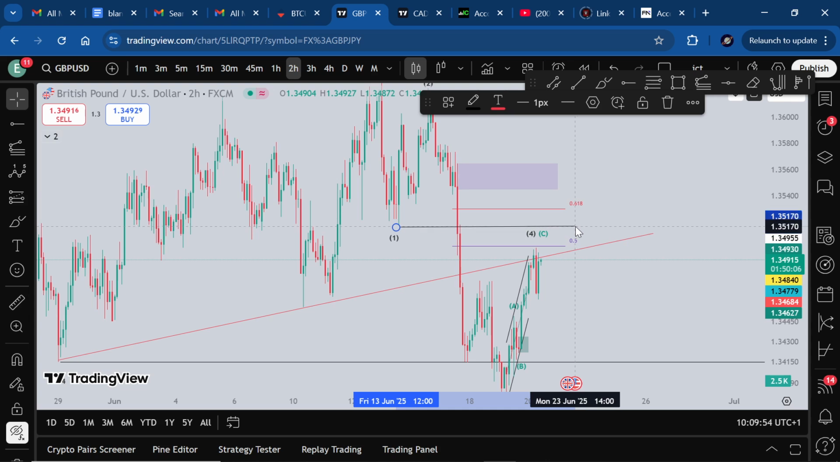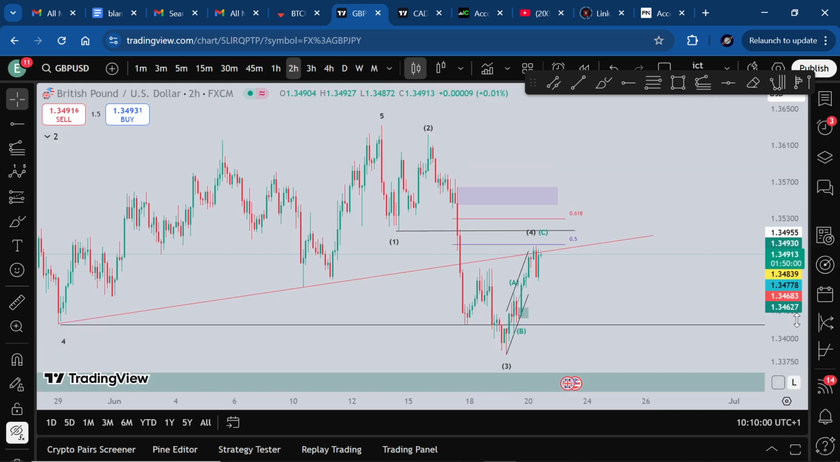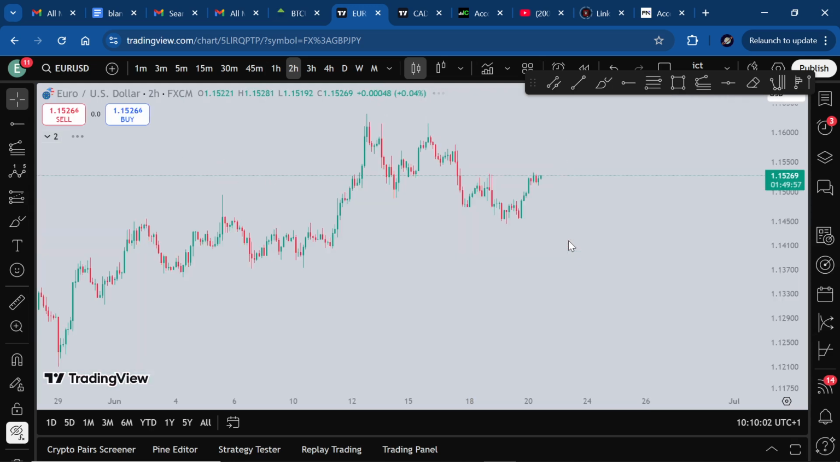Now, if price does go and take that line, just know I'm still looking for lower. It's just the structure would have changed. Onto the Euro USD.